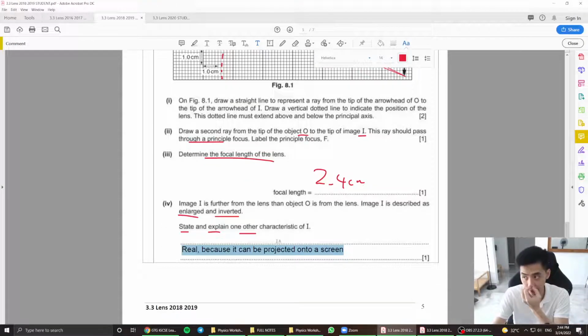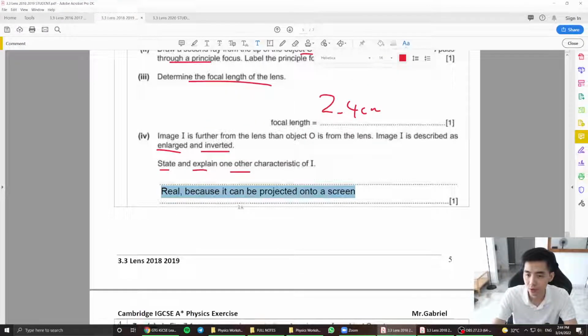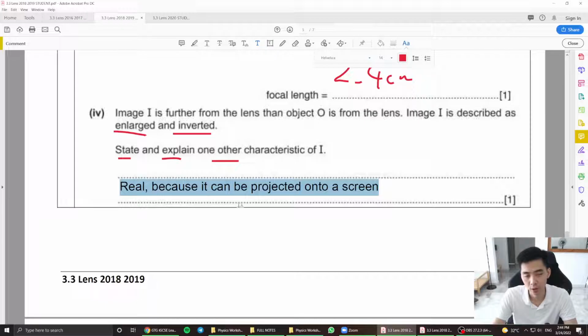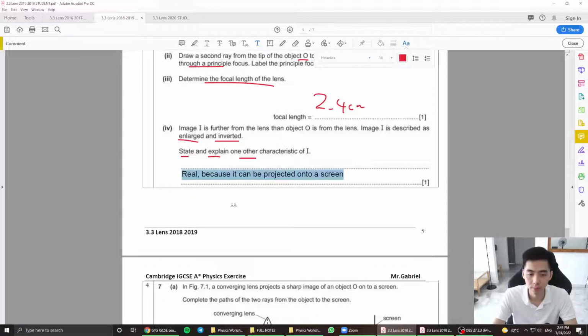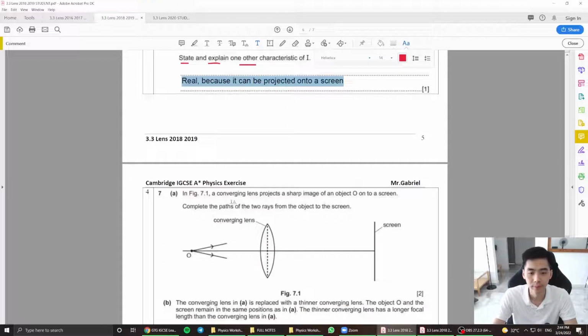Yet again, indicating how commonly asked this question is. You have to know how to answer this. Real because it can be projected on a screen. Virtual because it cannot be projected onto a screen.